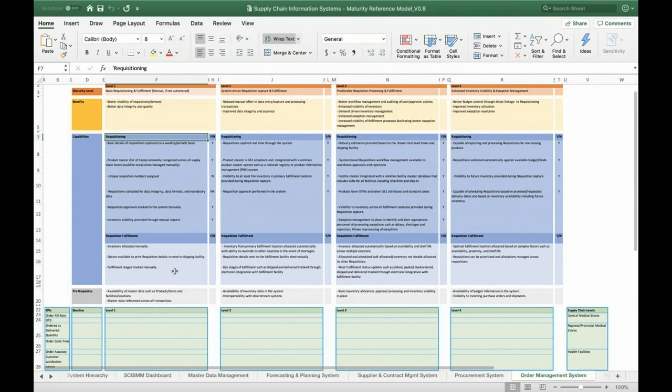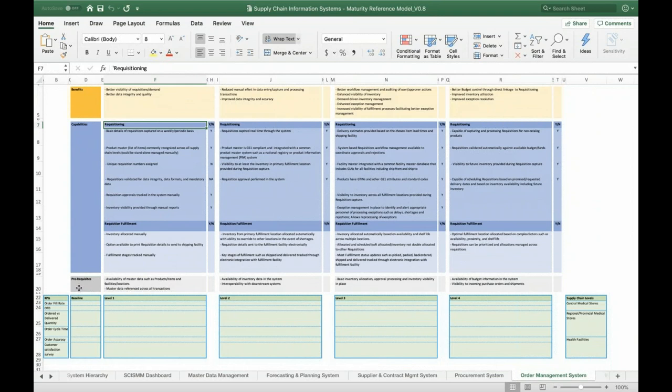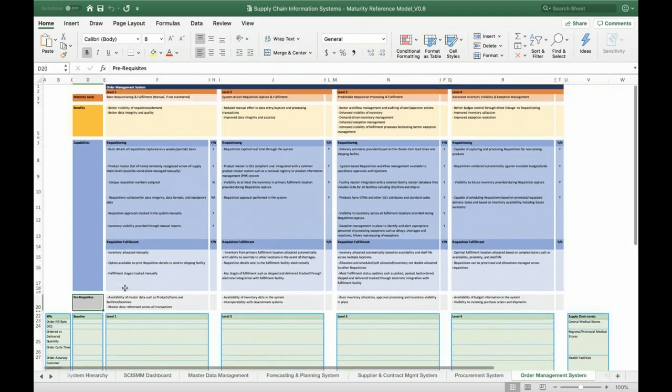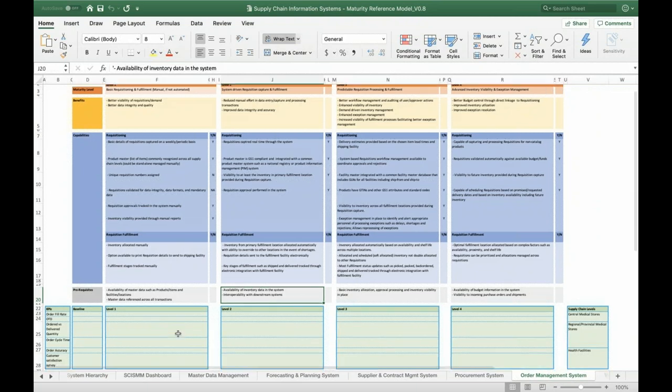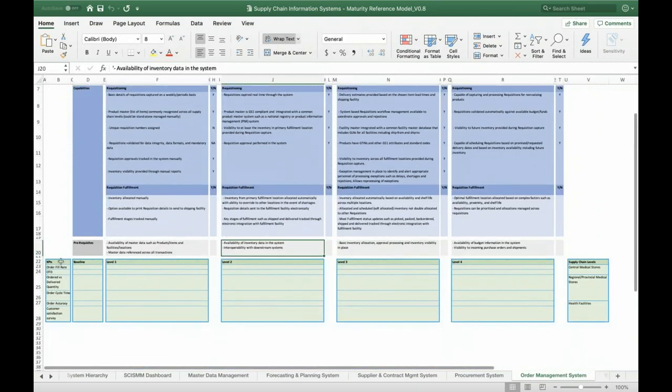And in addition to these capabilities, we identified some of the prerequisites. So for each level, if somebody needs to do, let's say, processes related to level two, what does it take for them to do that? What are some of the things that should be in place for them to even start looking at going from one level to another?